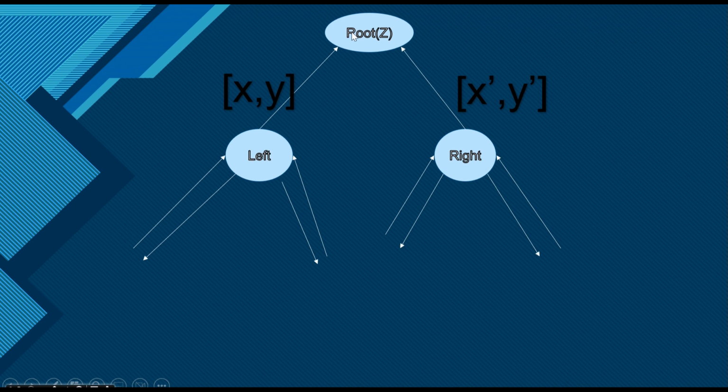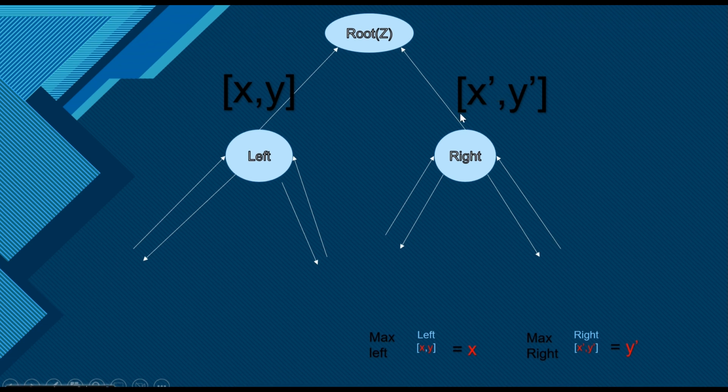Now when we go back up to the root node, or the parent of these left and right child nodes, what will happen? First we will calculate the maximum of whatever we are getting from the left child. So we are returning x comma y to z. So at z we will calculate the maximum. So suppose the maximum is x from x and y. Similarly, we will calculate the maximum of whatever we are getting from the right. So suppose the value is y dash, that is the maximum.